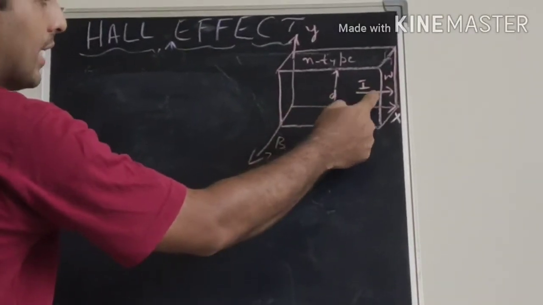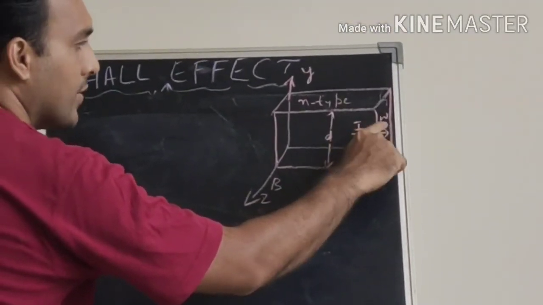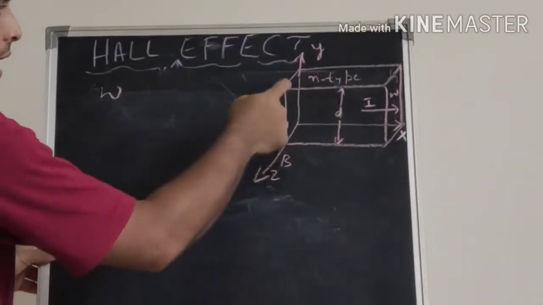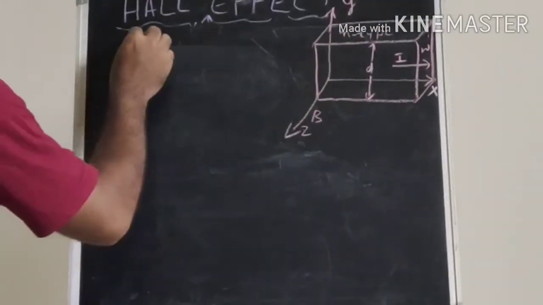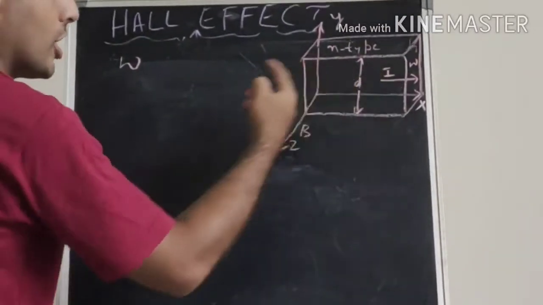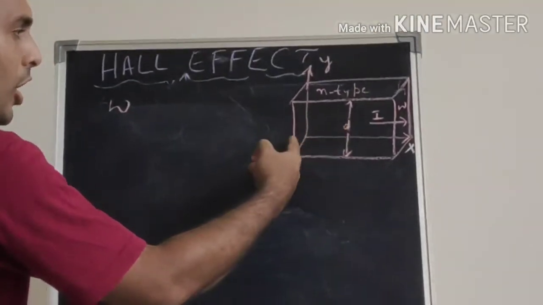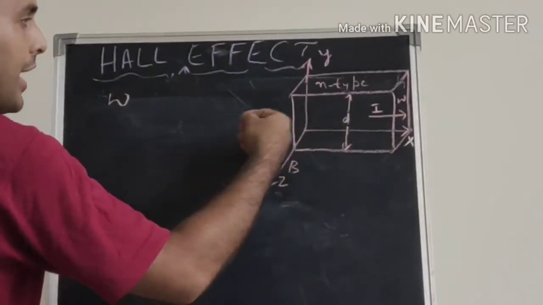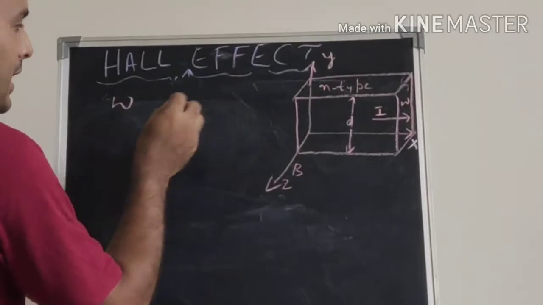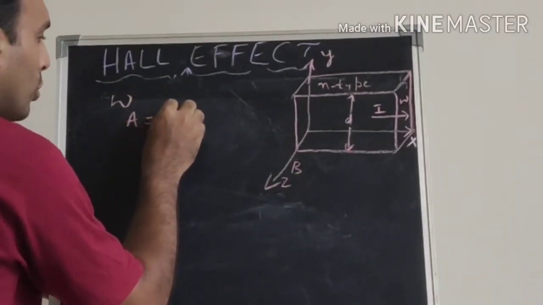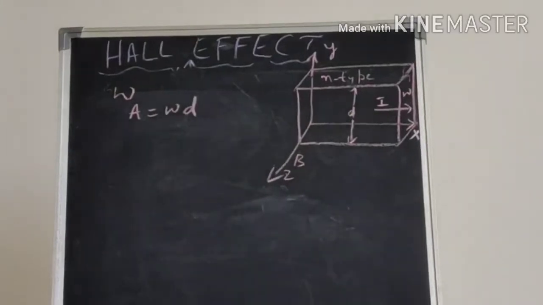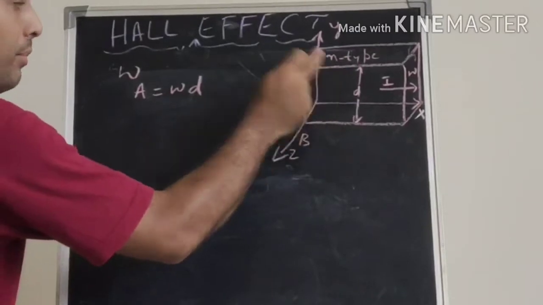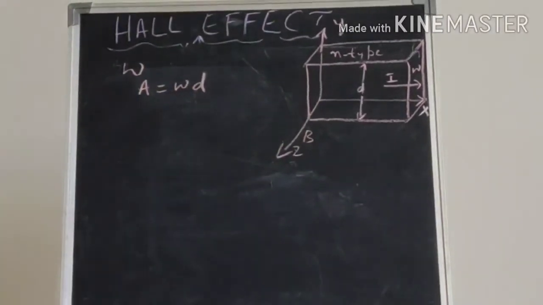Now, let us consider the thickness of the material used is equal to W, the thickness in the Z direction. What is the area of cross section of the current flow along the x direction? If I is the current flow and W is the thickness, then the area A is equal to W into D, where D is the distance between the upper end and the lower end.